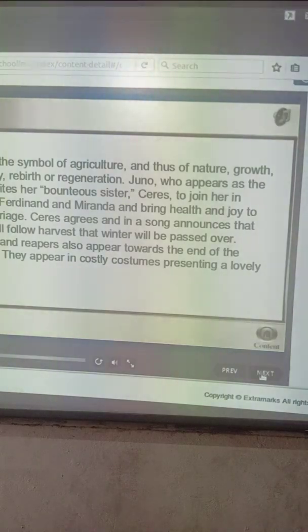Ceres agrees and in a song announces that spring will follow harvest and winter will be passed over. Nymphs and reapers also appear towards the end of the masque. They appear in costly costumes presenting a lovely pageant.